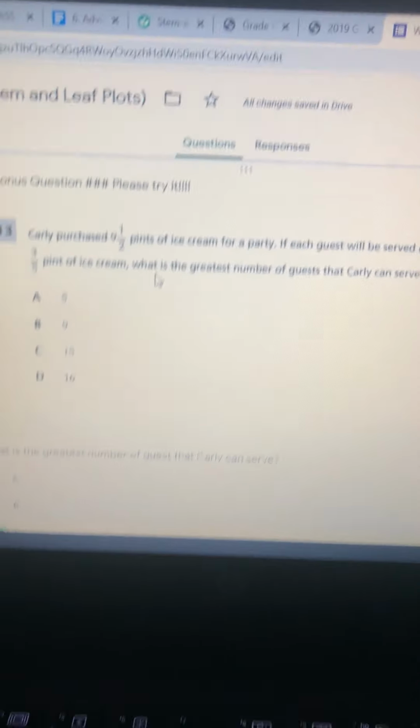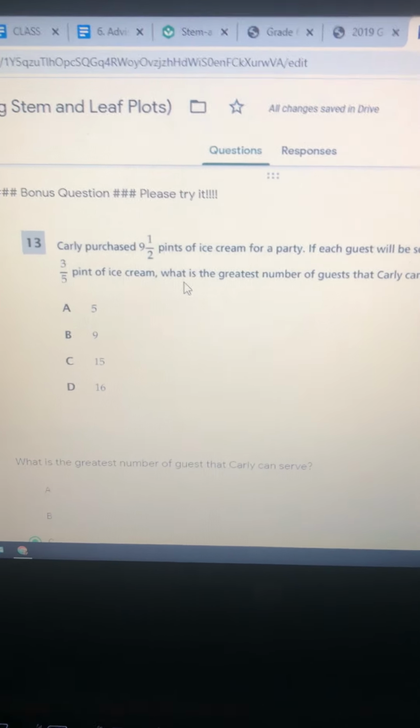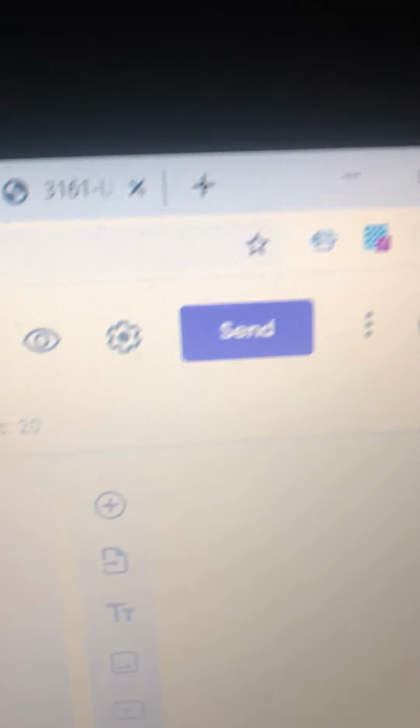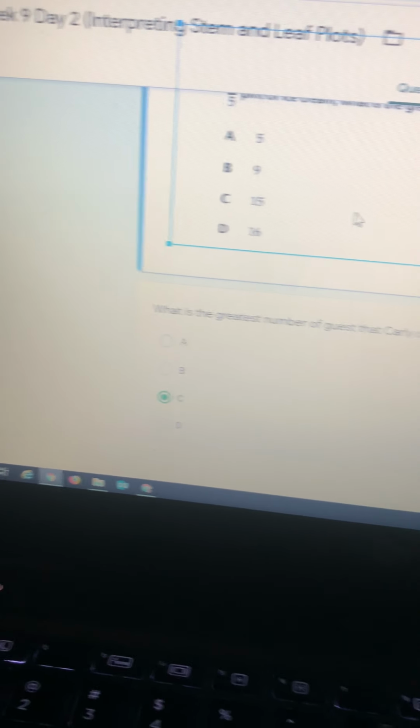All right, here's our bonus question. It's worth a lot of points. And the only reason why it's worth a lot of points is because I don't like having uneven number of points. You see that right there? So I wanted to have a good number of points there. So that's why it's worth that much.